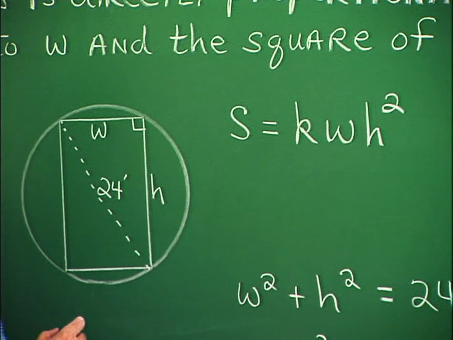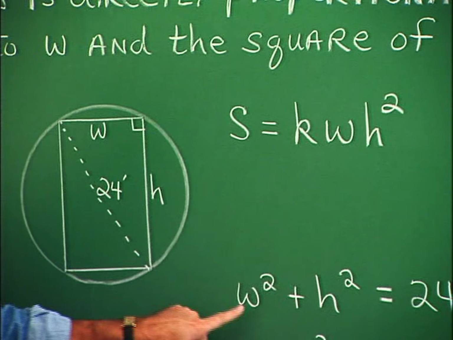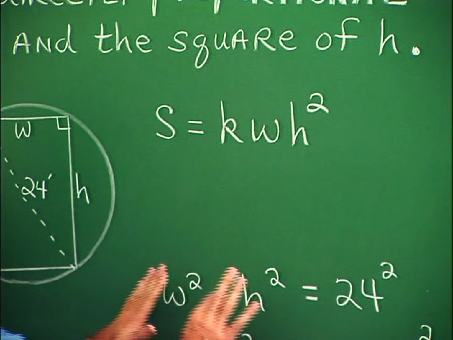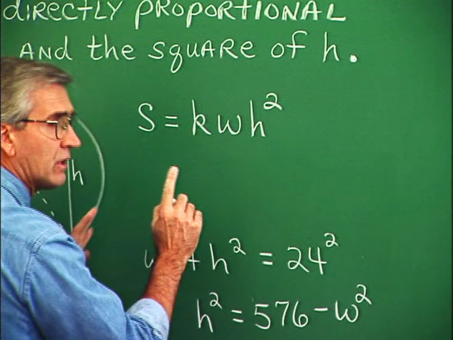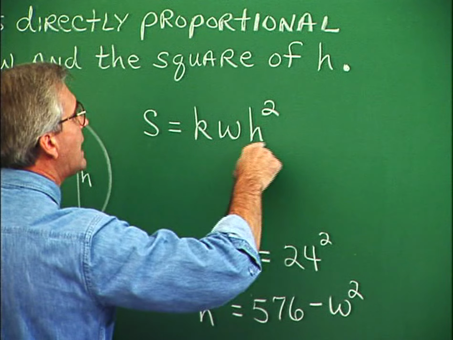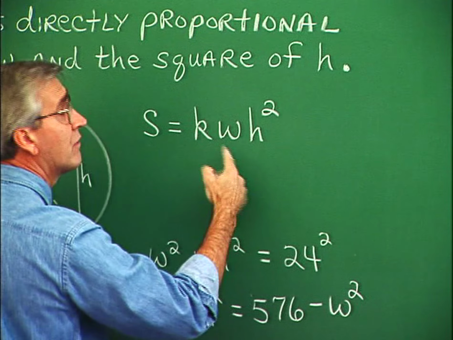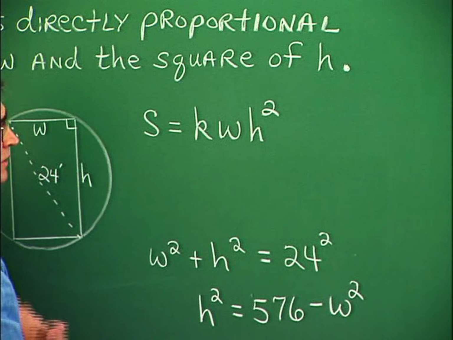Okay, so we know then that the width squared plus the height squared is equal to 24 squared. Width squared plus height squared, 24 squared. And we can solve this then for either w or h. But in fact, it's easier if we look at what we have here. Notice we have h squared here. We can make the replacement for h squared instead of for h or instead of for w. Any way you look at it, though, it's okay.